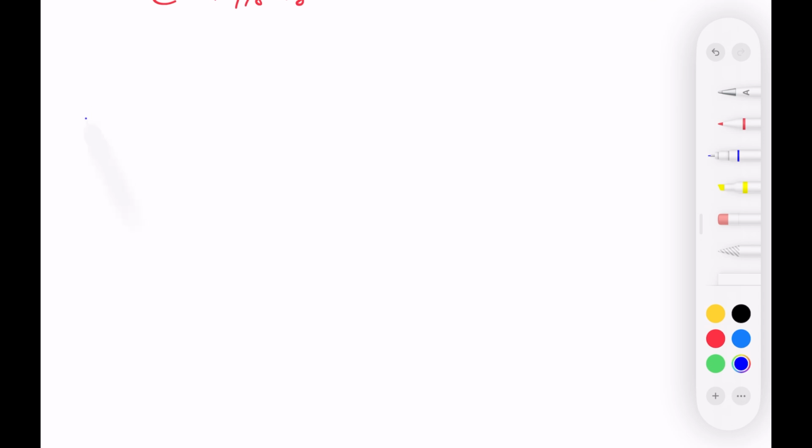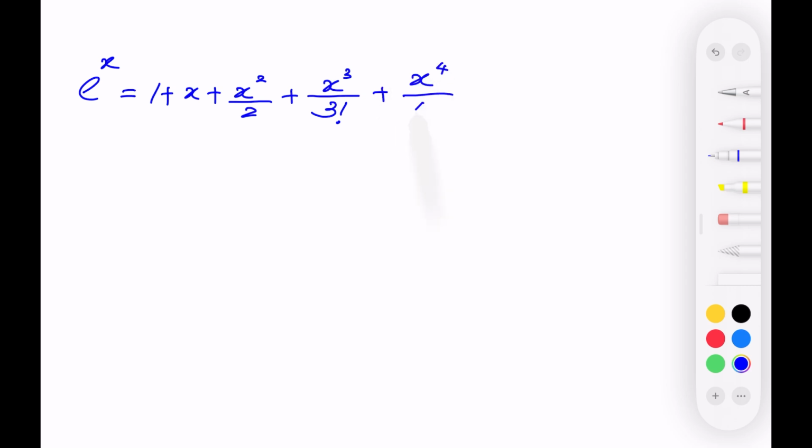How did we write down e to the x? We wrote down e to the x, the natural exponential function, as 1 plus x plus x squared over 2 plus x cubed over factorial 3 plus x to the 4th power over factorial 4 plus x to the 5th power over factorial 5 plus x to the 6th power over factorial 6, and so on.